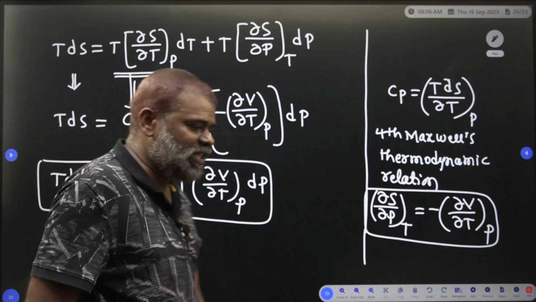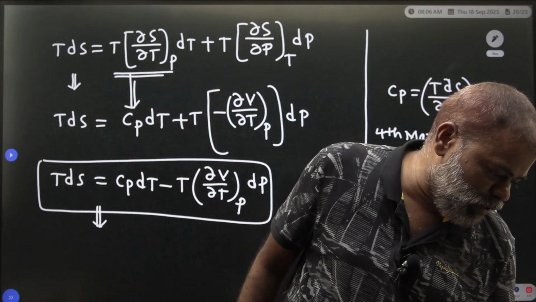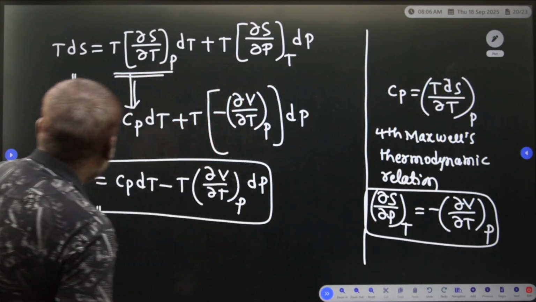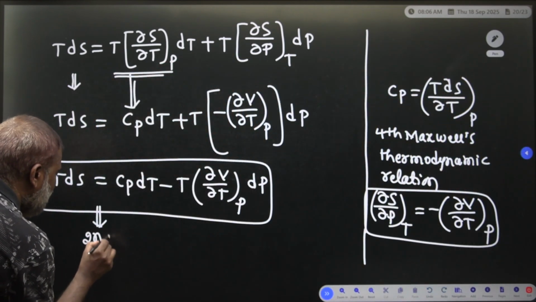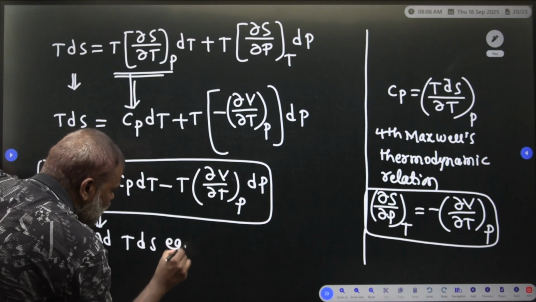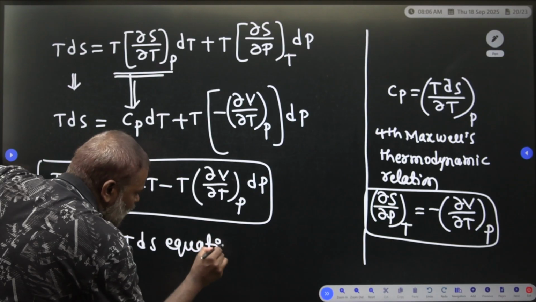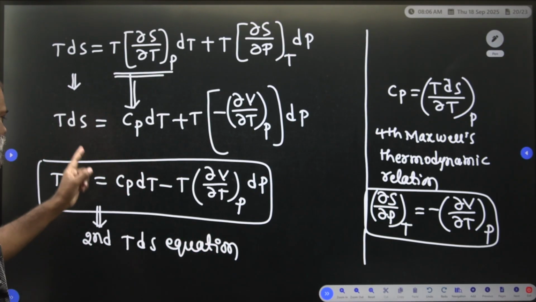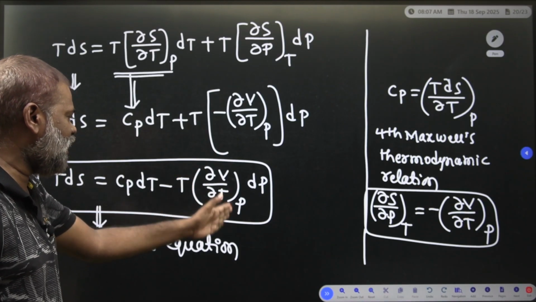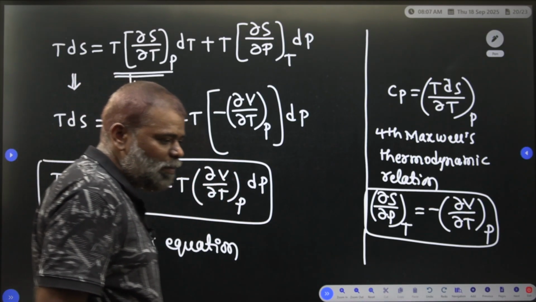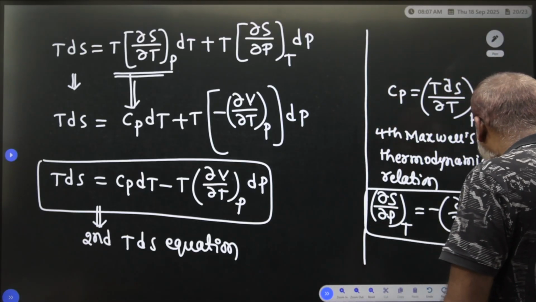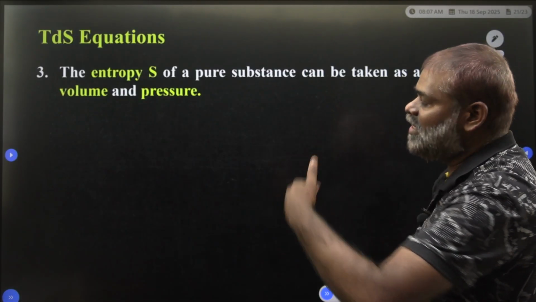This equation we are going to take as the second TdS equation. So TdS is equal to Cp dT minus T into ∂V/∂T at constant pressure into dP. That is the second TdS equation. Now we are going to take the third TdS equation.